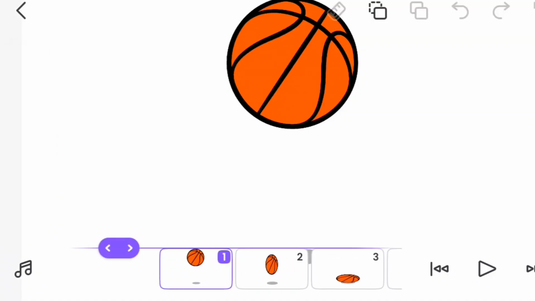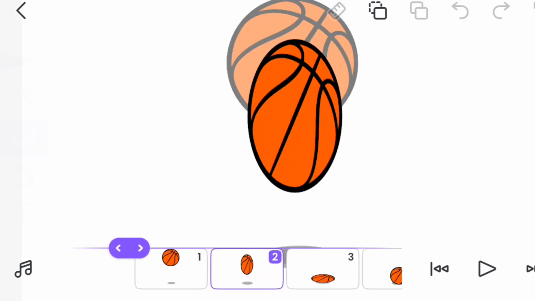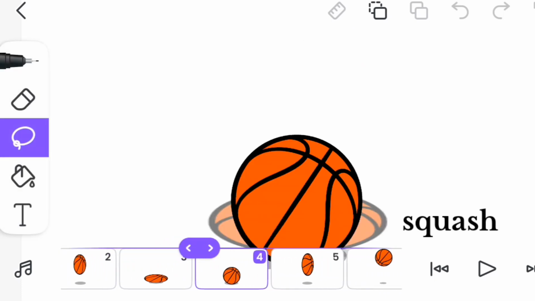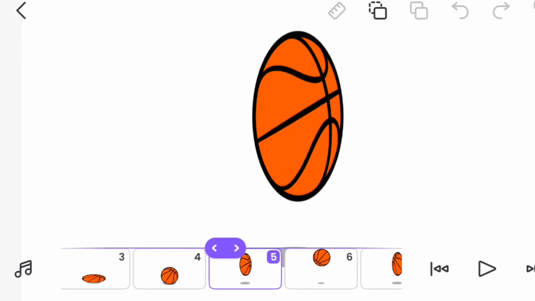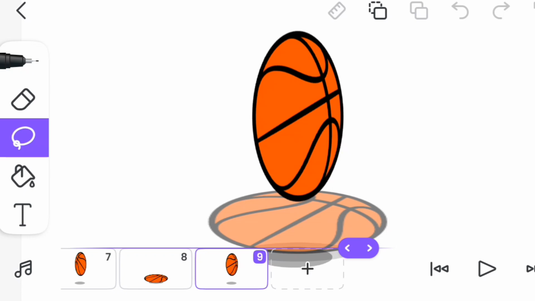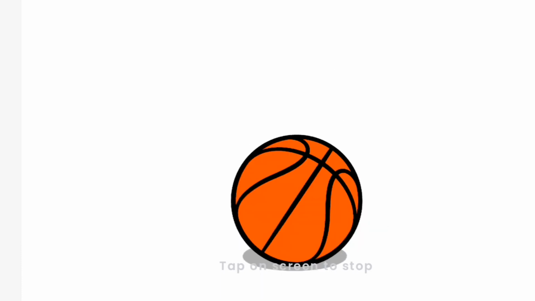So this is an example of how I use squash and stretch. I make sure I stretch the ball before it hits the ground, and then I squash it immediately it hits the ground to give it that cartoony feel. You'll understand what I mean in a minute. In simple terms, the more you exaggerate the way the ball moves, the more cartoony it's going to look. This is the finished animation.